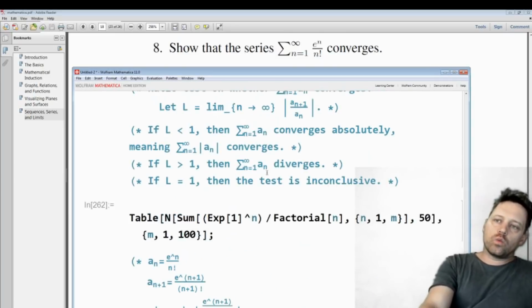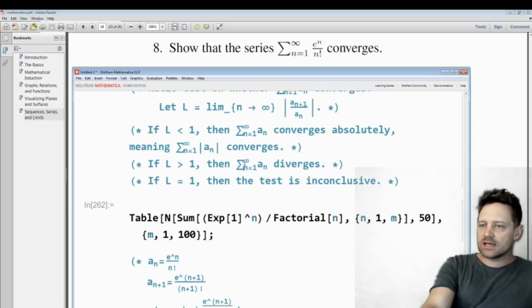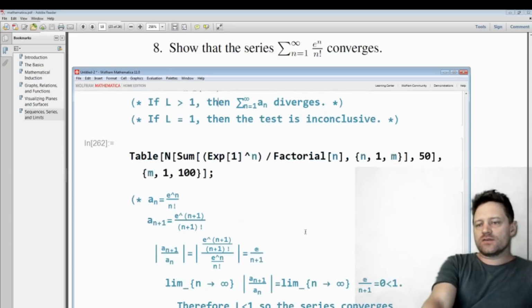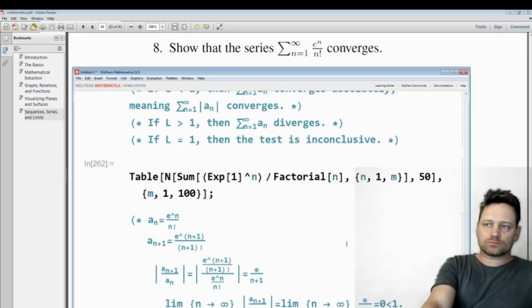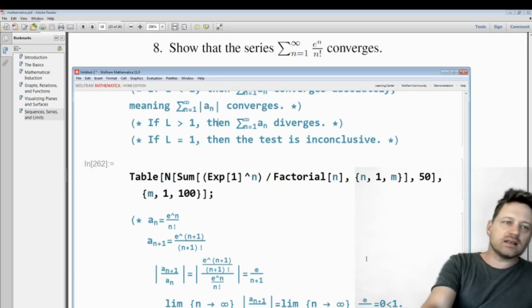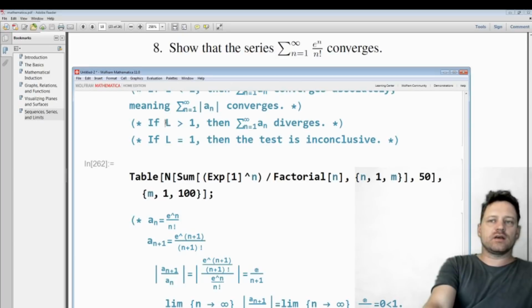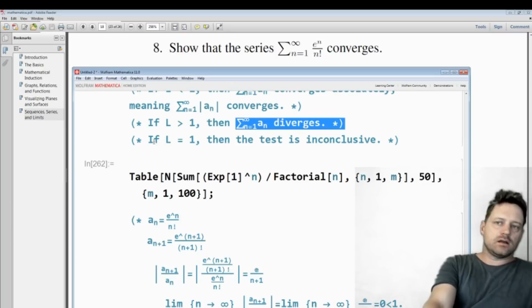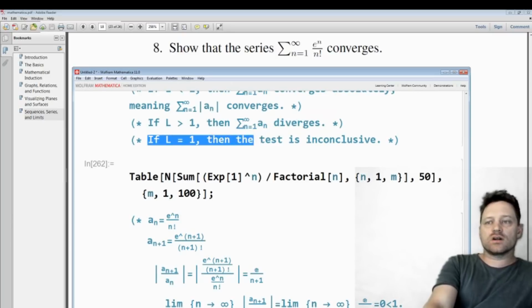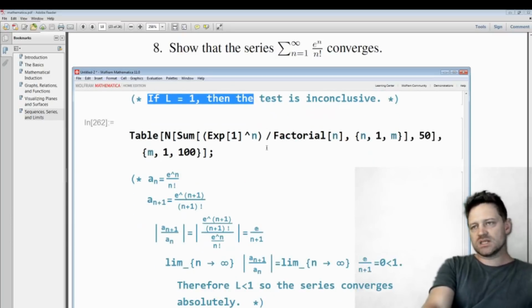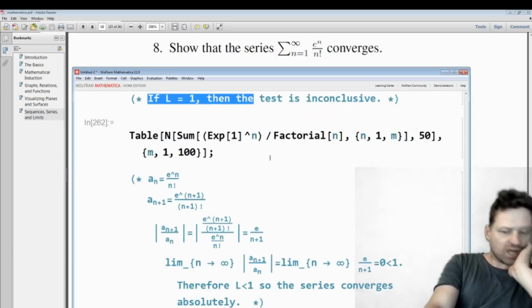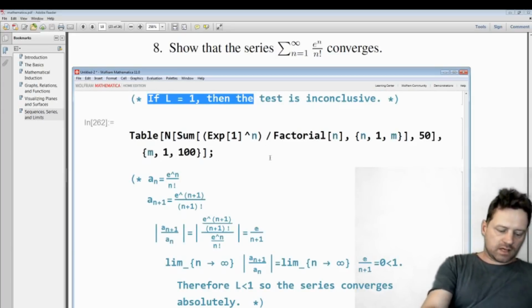Now, we may as well talk about some of the other cases. If we were considering the series, the sum from n equals 1 to infinity of n factorial over e to the n, that one would diverge, because you would find that L is greater than 1, and so the series diverges. Now, how about an example of this case? Well, there are many, but one that comes to mind is the sum. Let me have a look at my notes.